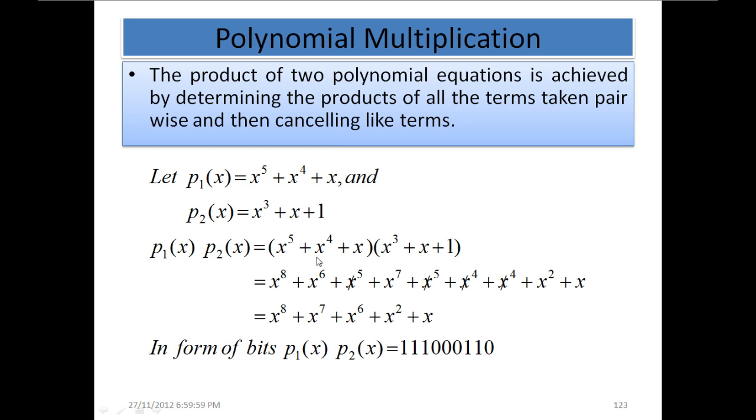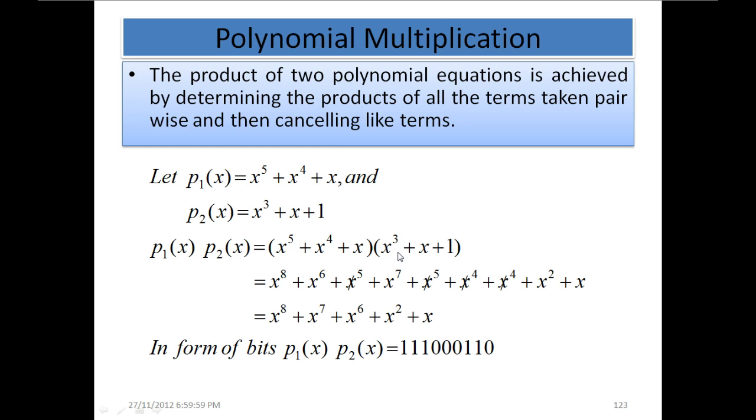Then this x raised to the power 4 is multiplied by x raised to the power 3, which is x raised to the power 7, and x raised to the power 4 is multiplied by x, which is x raised to the power 5, and x raised to the power 4 is multiplied by 1, which is x raised to the power 4.